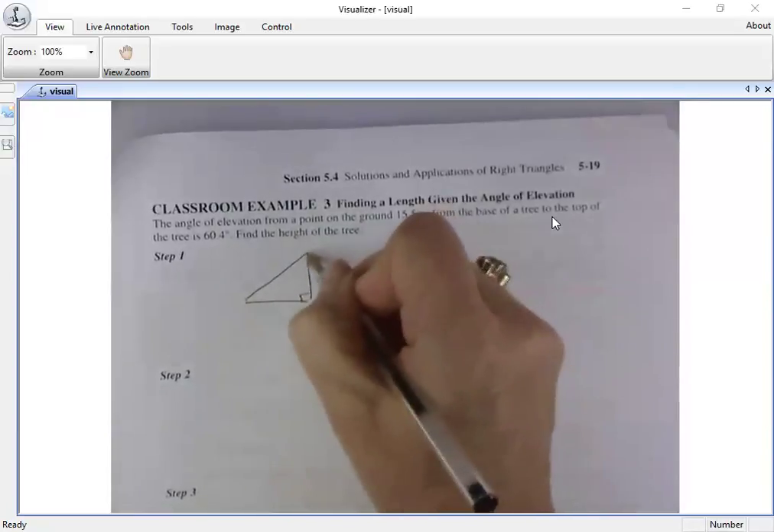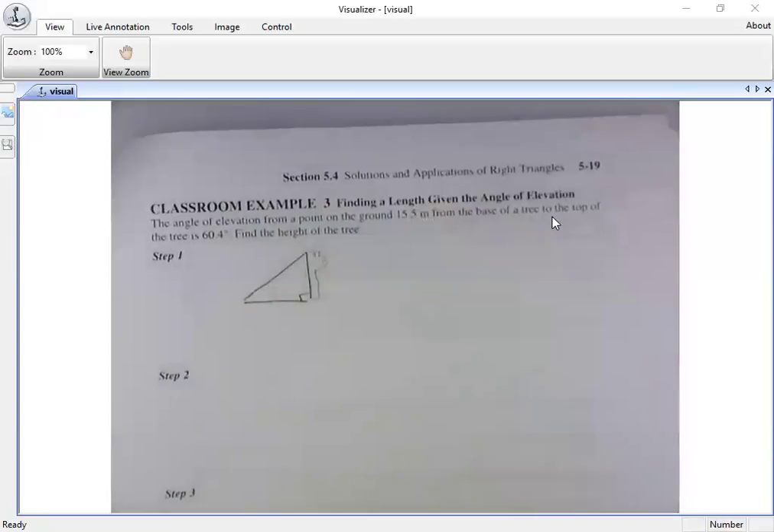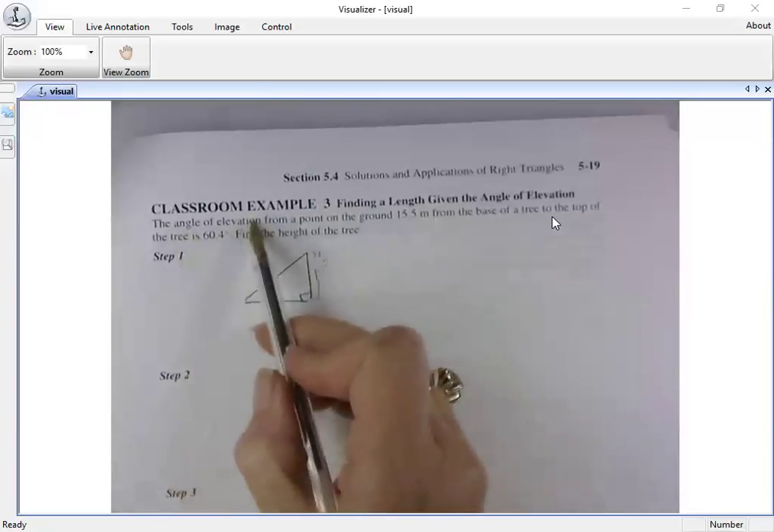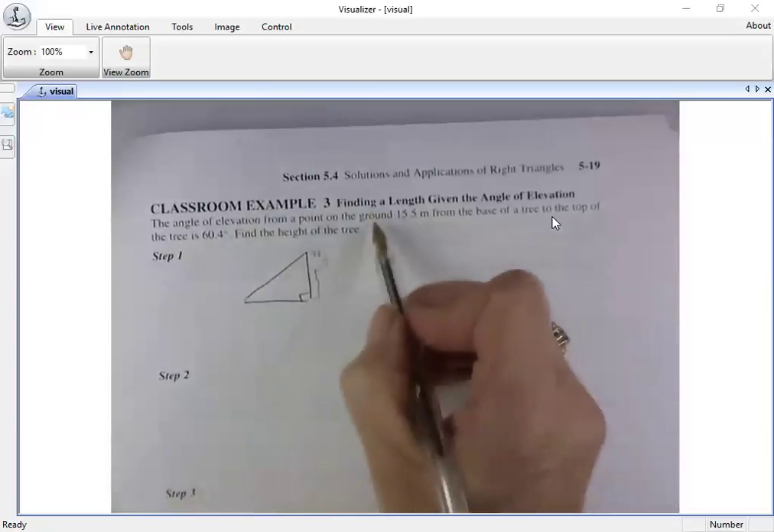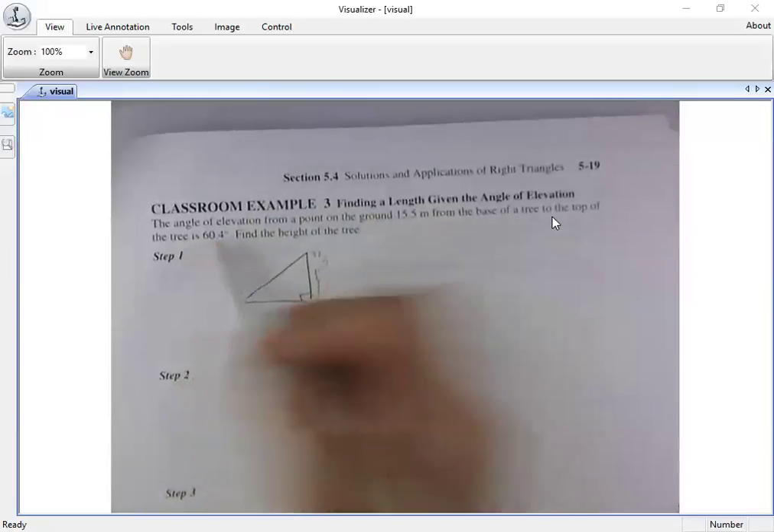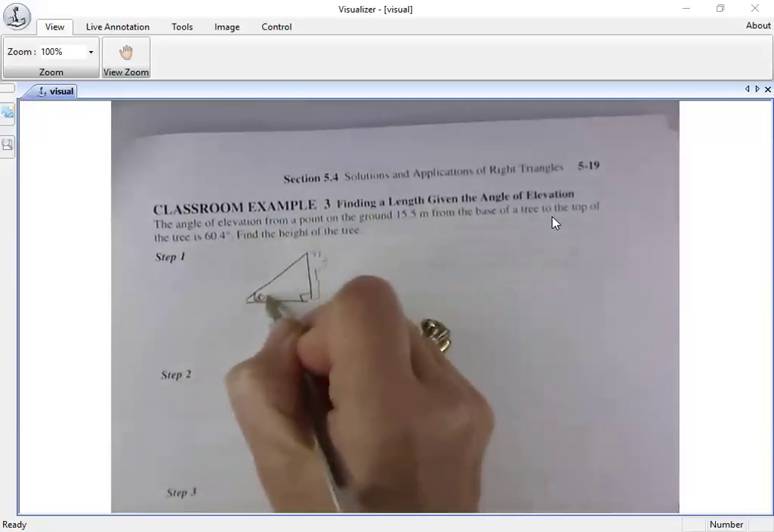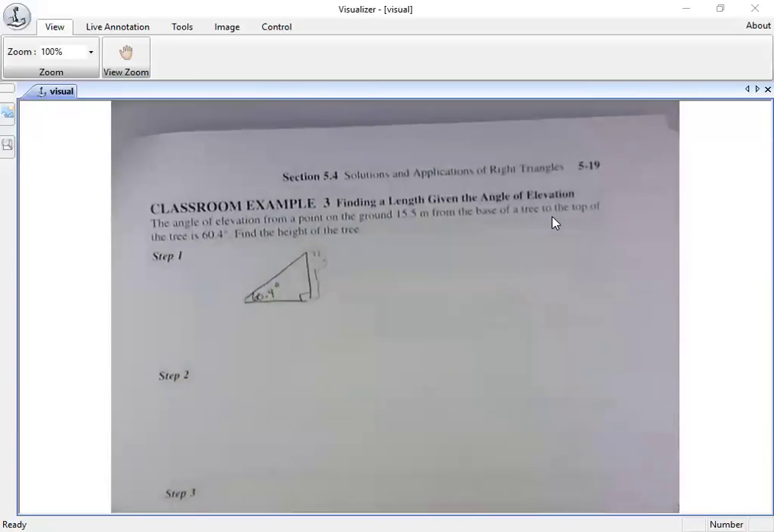And this is basically where my tree is. If you want to make a tree, you can. You don't have to. It depends on how artistic you're feeling. And the angle of elevation from a point on the ground, so I know this is the ground, that angle of elevation was 60.4 degrees, right? Okay. So far, so good?